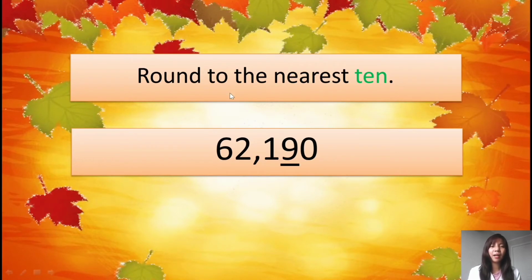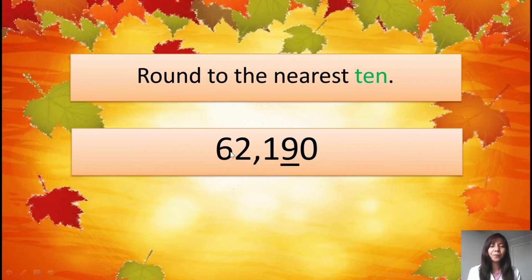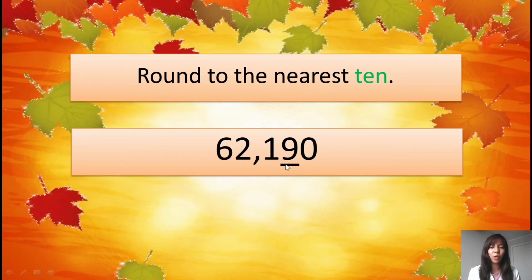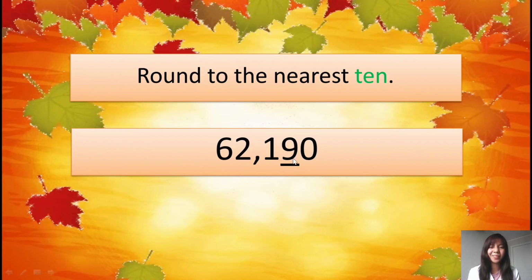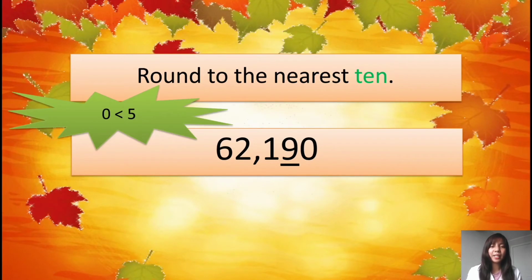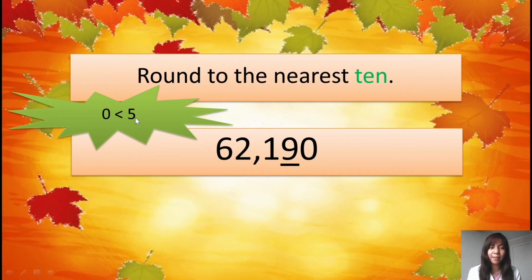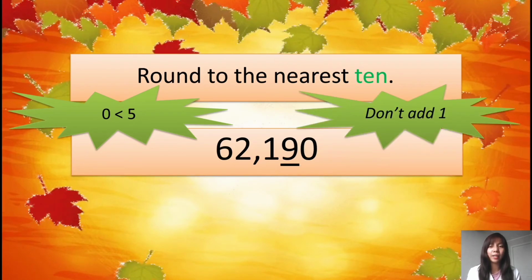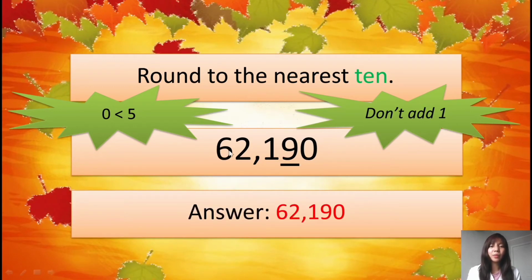We have here round to the nearest 10. So 62,190. Okay, then the tens place here is 9, right? Ones, tens, so 9. The number is underlined. Okay, so the next number here is 0, right? So 0 is less than 5. So which means you don't need to add 1. Don't add 1. So the rule, okay.